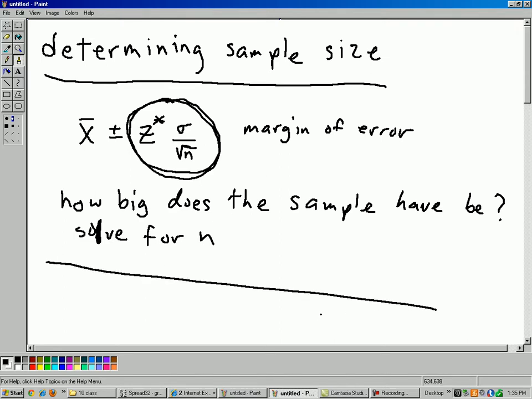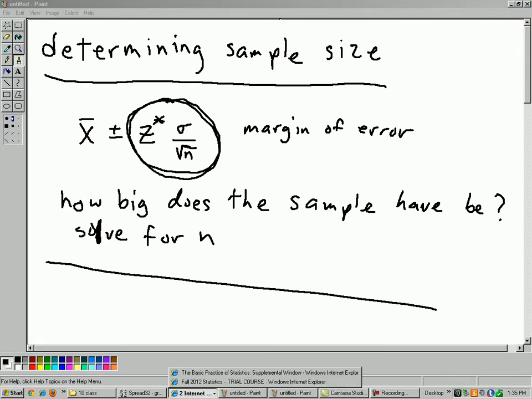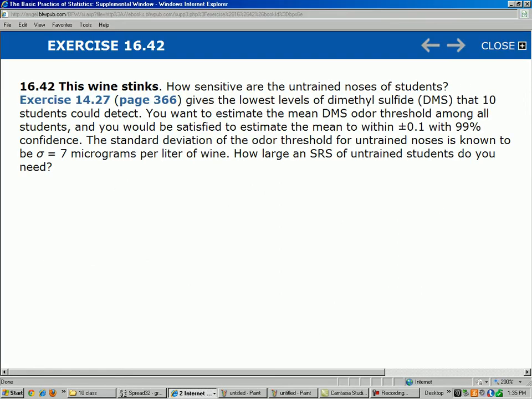This is chapter 15. No, excuse me, this is chapter 16, question 42. Here it is. It says, "This wine stinks. How sensitive are the untrained noses of students?" So we did this question earlier, but now we're looking at it in the context of what the sample size should be. Exercise 14.27 gives the lowest levels of DMS, dimethyl sulfide, I believe is how you say it, that 10 students could detect.